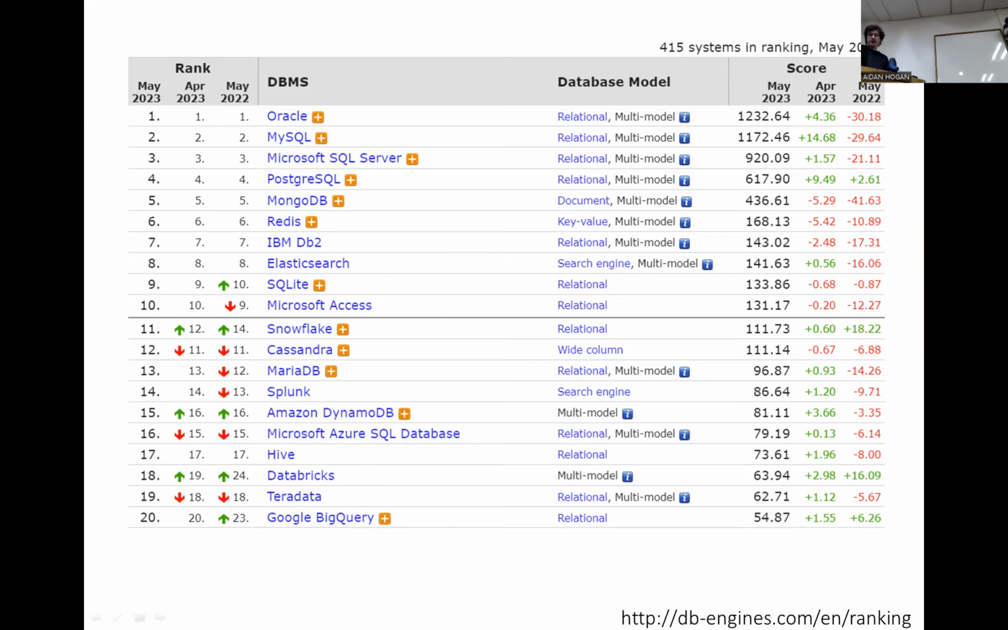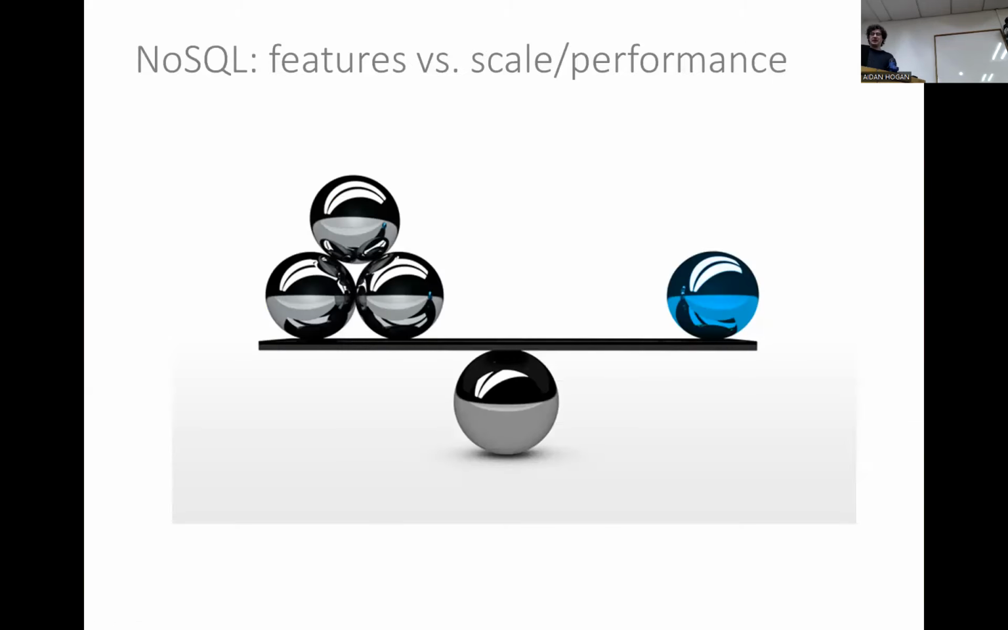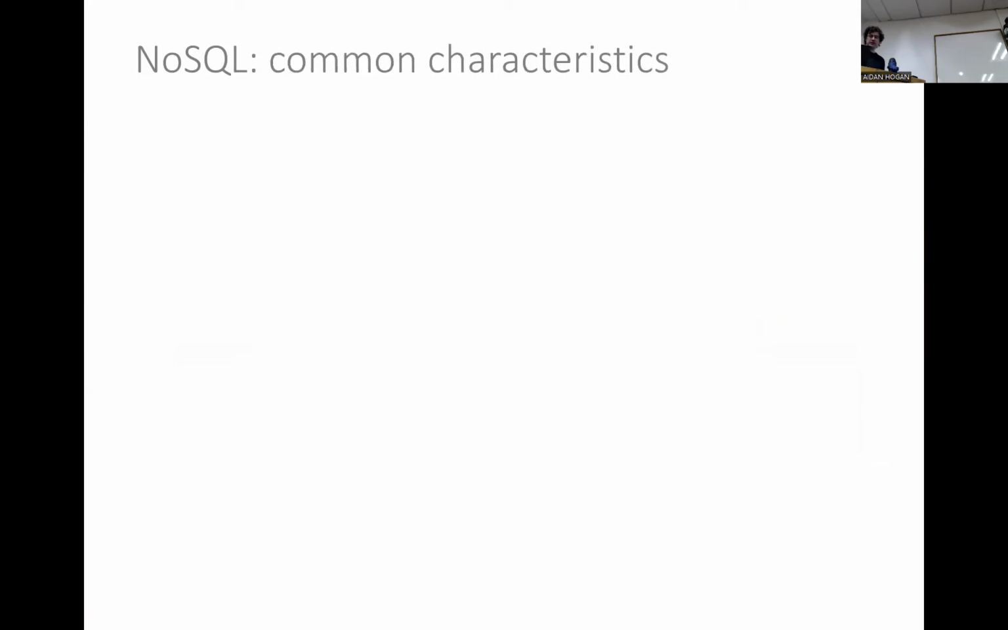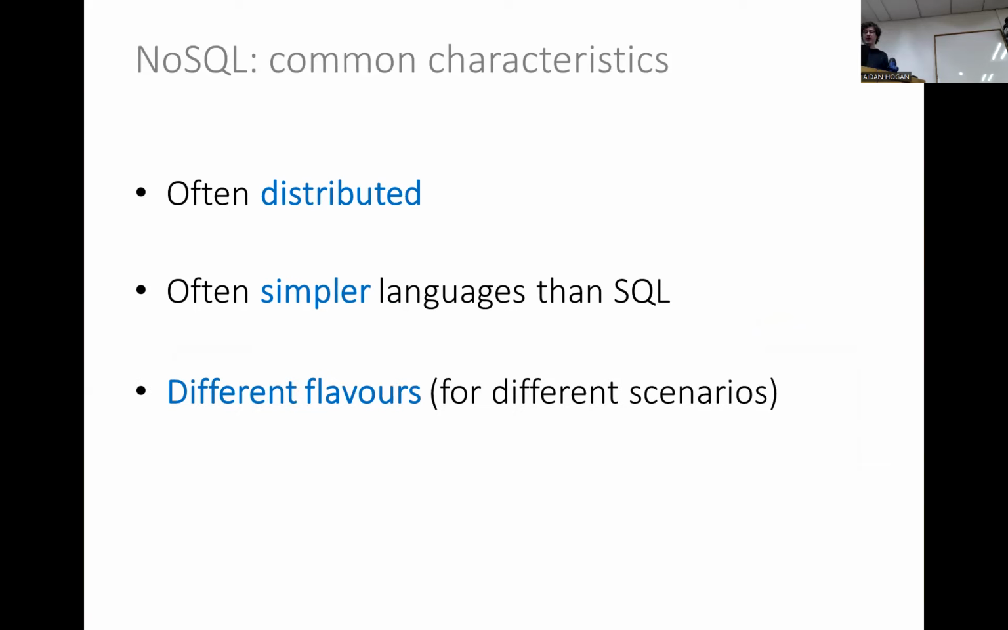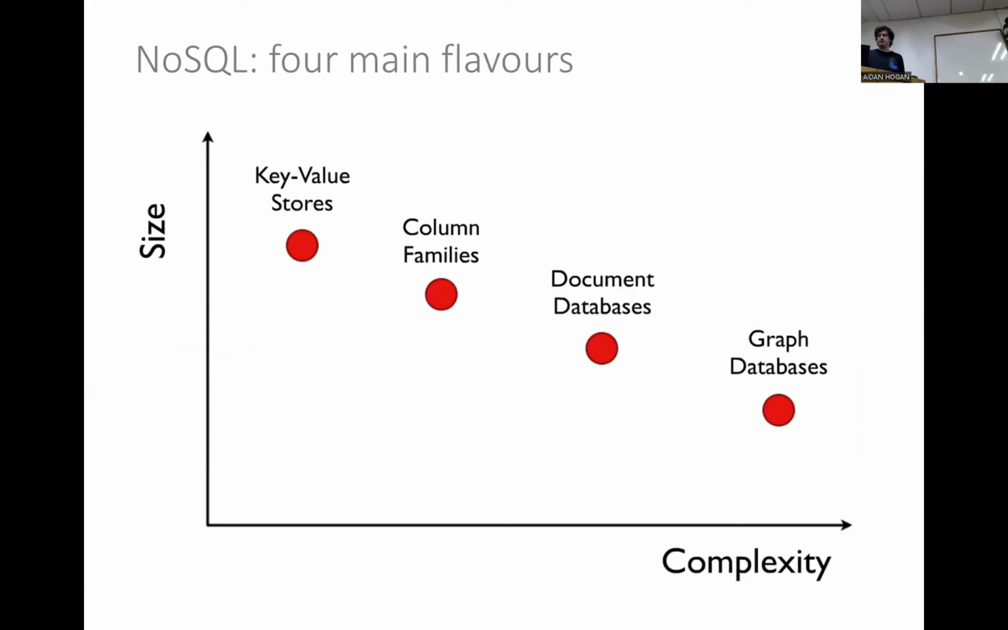Yeah. So in terms of NoSQL, we see that different systems have different trade-offs. Yeah. So we have a different list of features, and we have different levels of scale and performance. Yeah. So essentially what we see in terms of NoSQL systems is that they are often, but not always, distributed. They are often built on top of simpler languages than SQL. How simple depends on the trade-off for the system. And there are different flavors that can be useful for different scenarios. So depending on what we would like to do, we might choose a different NoSQL system.